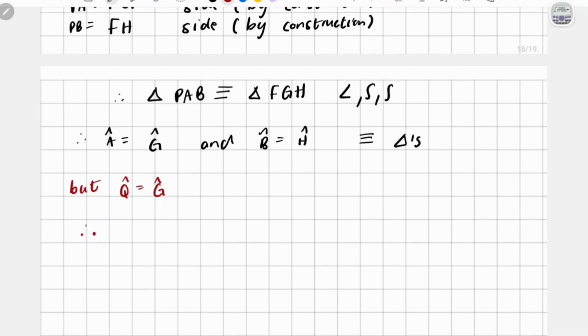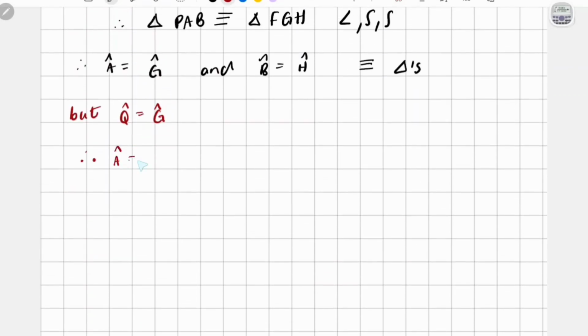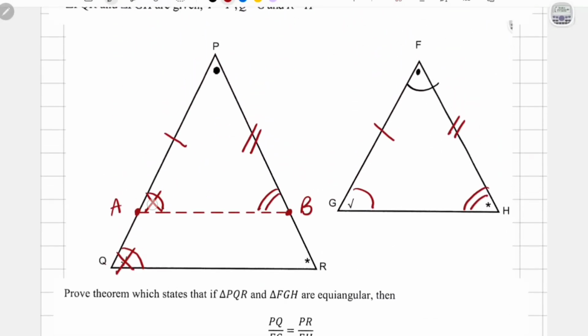So this now concludes that these two angles are equal. Angle A is equal to angle Q, since they're both equal to the same angle. So it concludes that angle A is equal to angle Q. Now let's look at where we're going with saying that angle A is equal to angle Q.